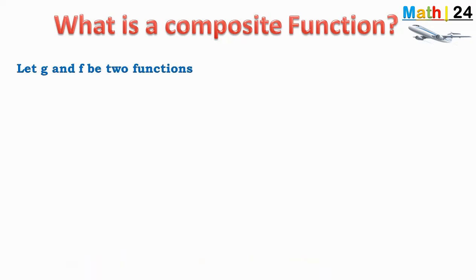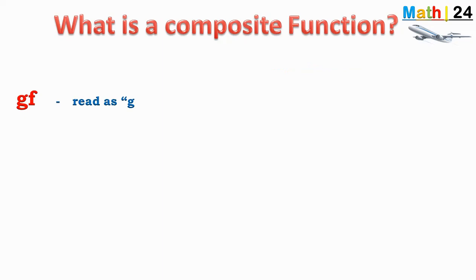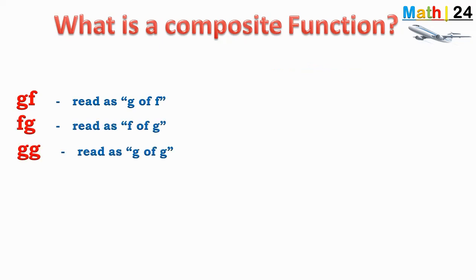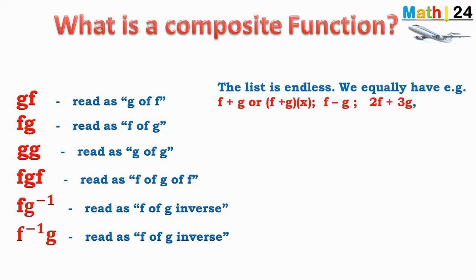Okay, let us consider G and F to be 2 functions. We can obtain the following composite functions using G and F. We can obtain G of F. We can obtain F of G. We can obtain G of G. We can obtain F of G of F. We can obtain F of G inverse. We can obtain F inverse of G. And the list is endless.